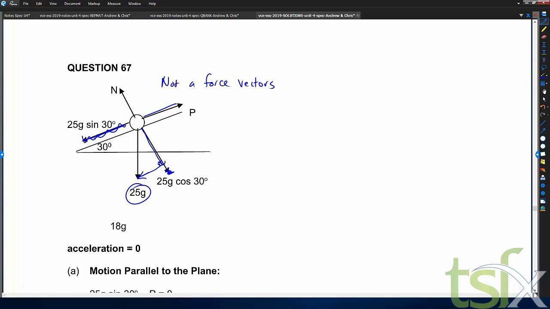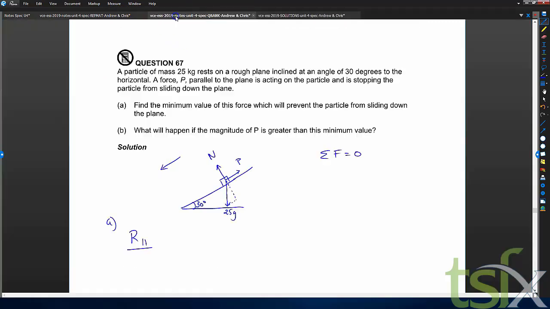Or let's say it was moving in one direction. We'd then say, is the P larger or is the 25 G sine 30 larger? Okay, so for physics, you might do it that way. All right, let's get back to it, and let's just resolve.